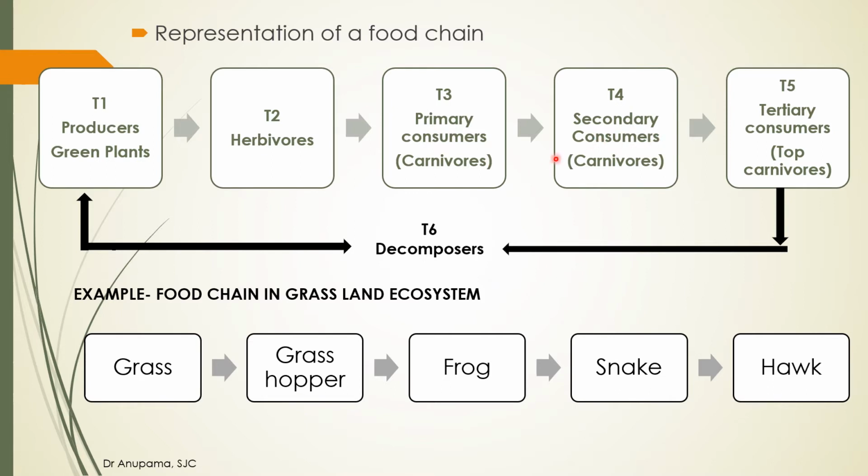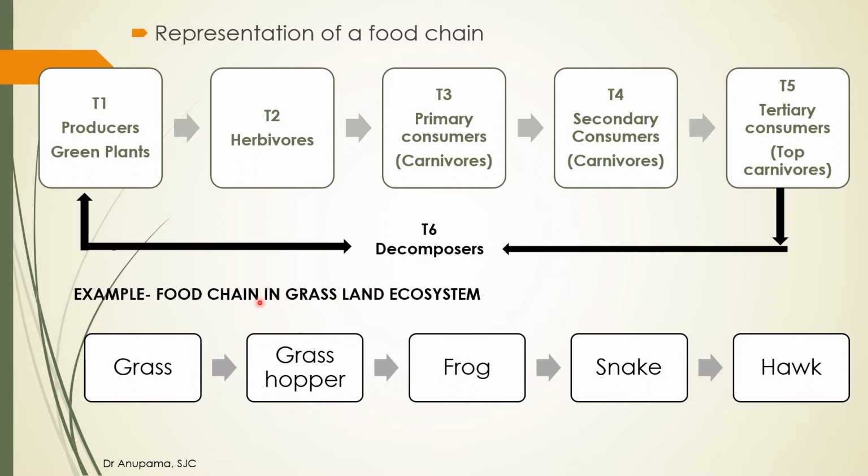T4, you can have the secondary consumers, which are carnivores. T5, you can add it as the top carnivores, that is the predators, the tertiary consumers. So all these, upon their decomposition, are consumed by the decomposers. They are degraded by decomposers, which occupy the last trophic level. So here is one simple example of how to represent a normal grassland ecosystem.